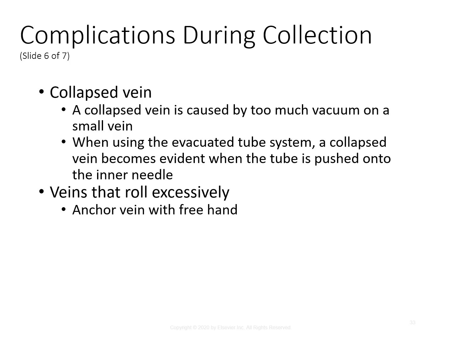You can also have a collapsed vein. A collapsed vein is caused by too much vacuum on a small vein. When using the evacuated tube system, a collapsed vein becomes evident when the tube is pushed onto the inner needle. So once a vein collapses, you're going to remove the tourniquet, pull out the needle, and select a different vein, or switch to using a butterfly on the hand vein. For veins that roll excessively, you're going to want to anchor that vein with the free hand, with your thumb or something, to keep it in that spot, and that will help if you've got some rolling veins that you're dealing with.